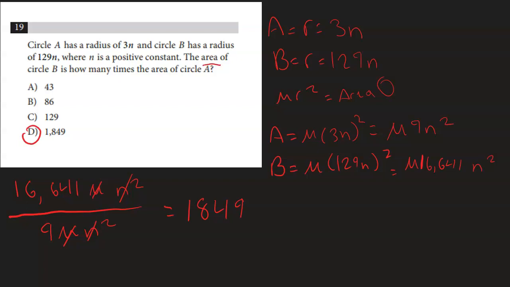If you just solved for how much bigger 129 is than 3, you're solving for how much larger its radius is, which would be 43, which is wrong. And then this one would be if you solve for how much bigger the diameter is, and that's wrong as well. So make sure you're reading carefully.